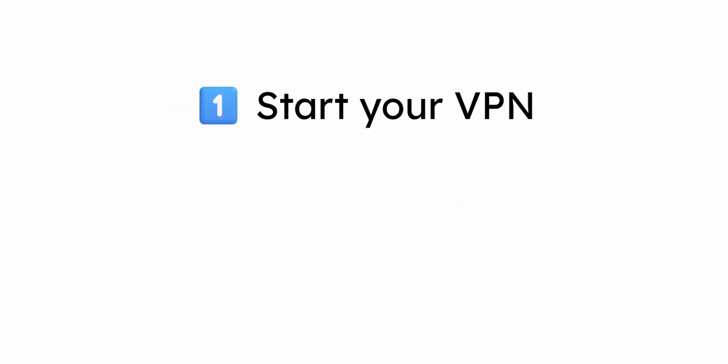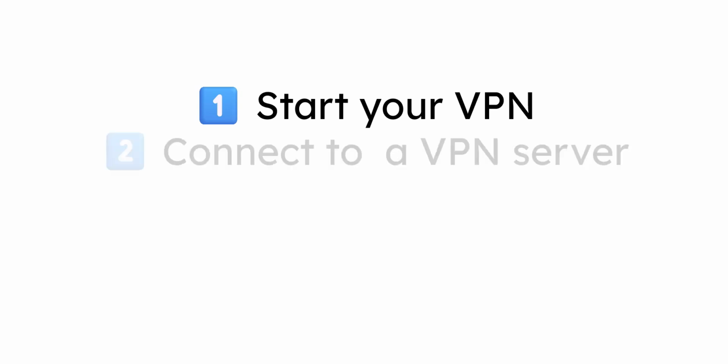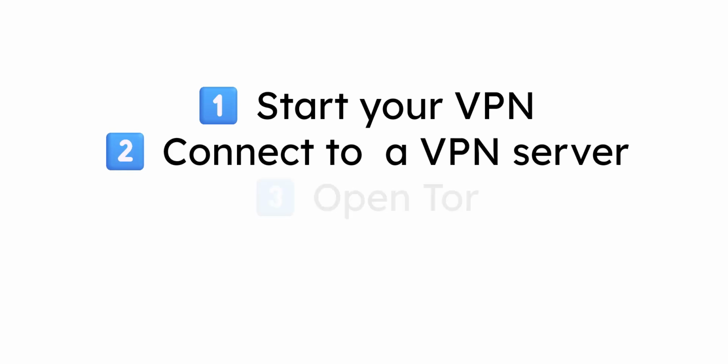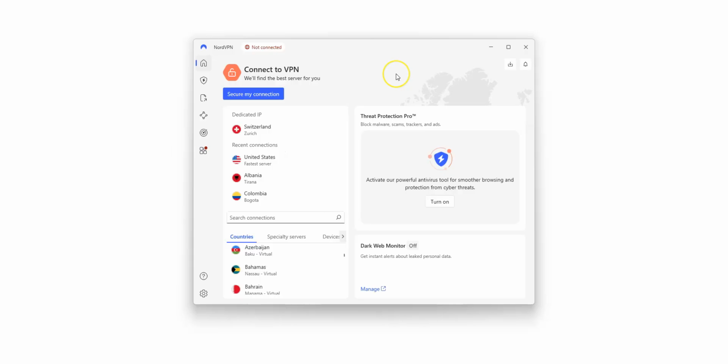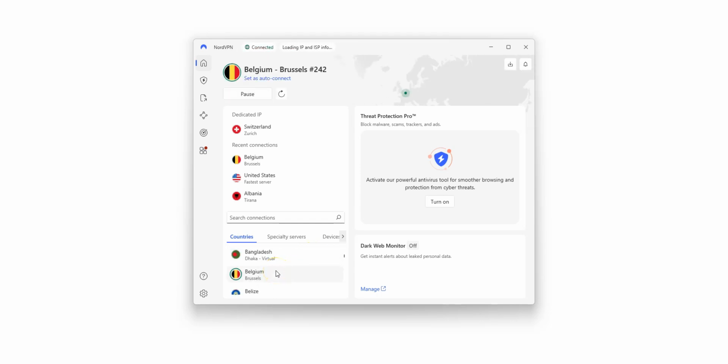Here is the correct order of use for optimal security. Start your VPN, NordVPN or ProtonVPN. Connect to a secure server and open Tor Browser. This order is crucial. First, I activate my VPN. I choose a geographically close country, like Belgium, for example. I click here. There we go, I'm connected. My IP address has been replaced with that of the VPN server I'm connected to.